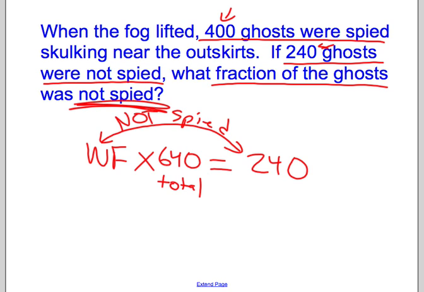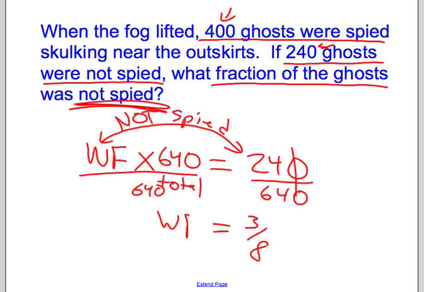Okay, then you can divide both sides by 640 or multiply by the reciprocal of that, however you want to do it, and then reduce to 3/8. If you want to check my arithmetic, you can do that.